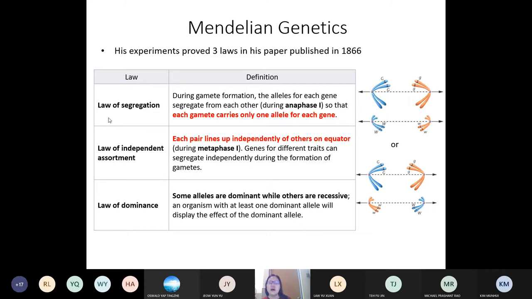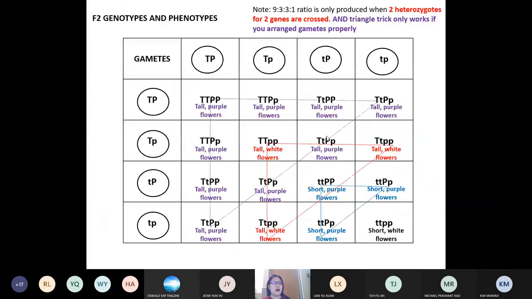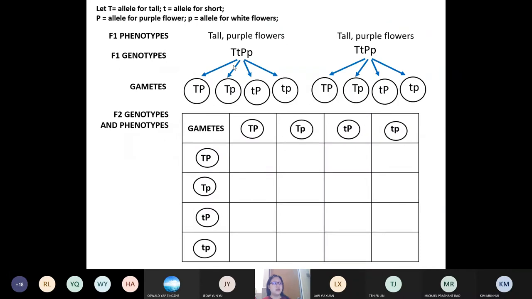Anyways, three laws. Number one is the law of segregation. The law of segregation is the idea that the diploid cells will form gametes using meiosis, and during meiosis, alleles for each gene segregate from each other. So each gamete only carries one allele for each gene. Think about how we draw gametes, like this. I did say that this is four chromosomes, so this is the haploid number here, two chromosomes each.